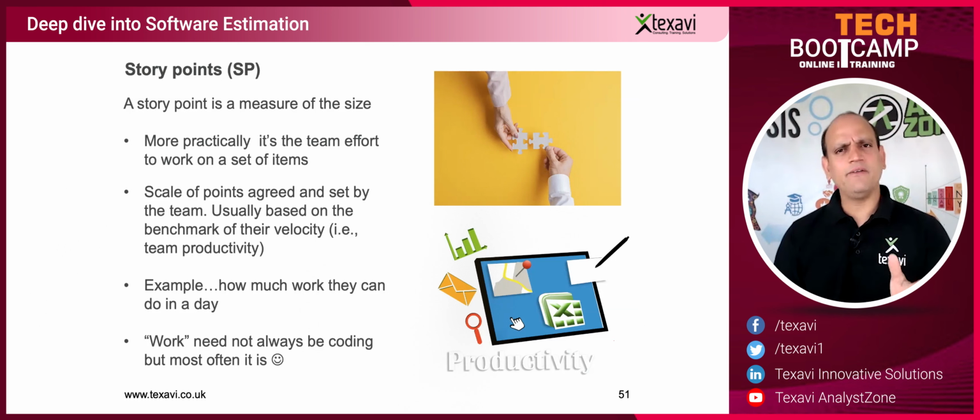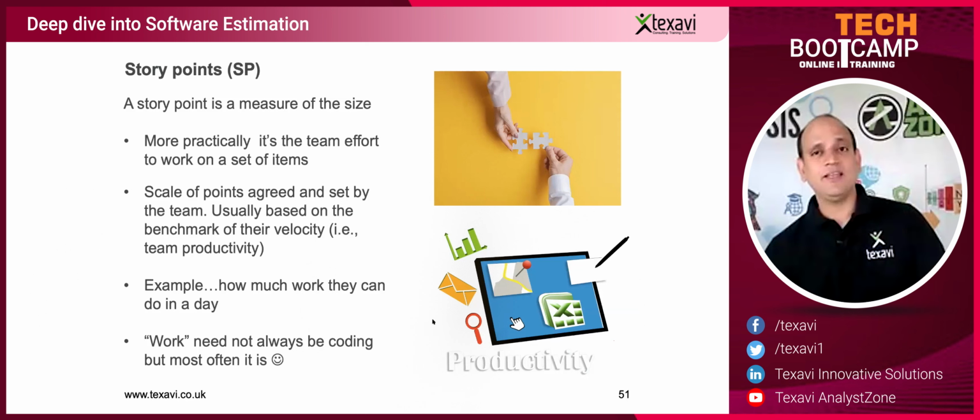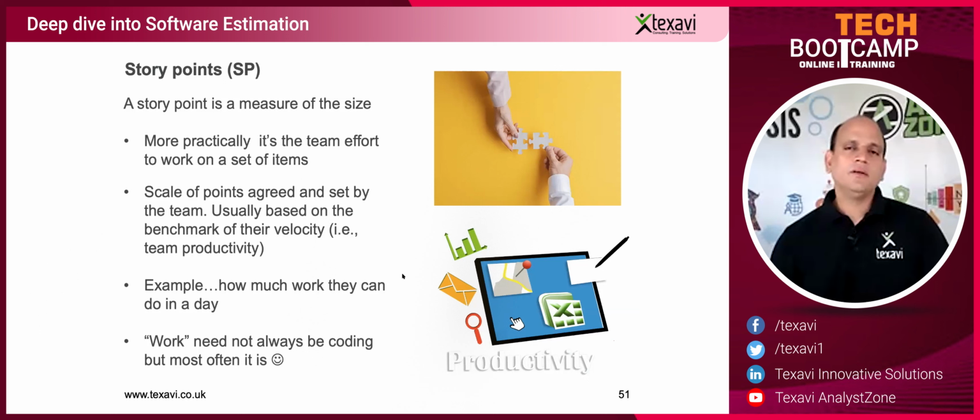This is very relative. The velocity of a team is different. Within the same organization, the team sitting next to them could be completely different, working on a different set of tools, or different languages, or different platforms. So how much work they can do in one day could be one story point, simple. That's the kind of rough measure.